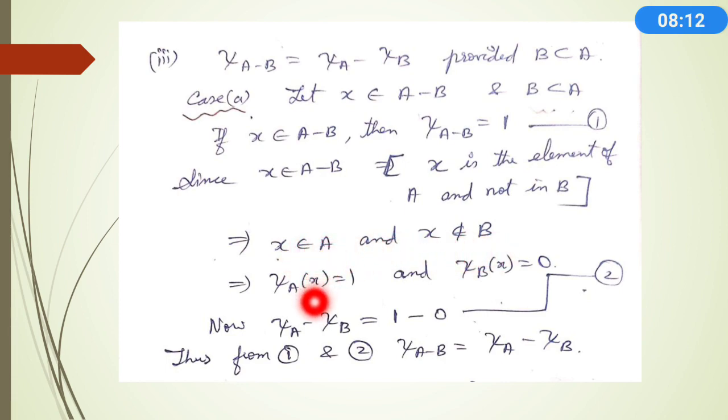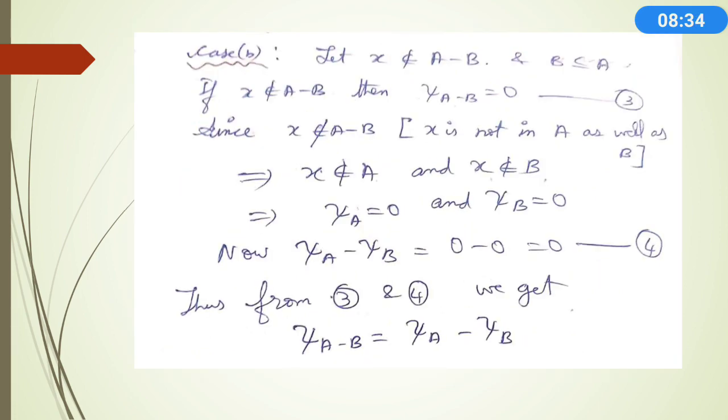So since it belongs, psi A value will be 1. Since x doesn't belong to B, my psi B value will be 0. Again you substitute in the right hand side, it will be psi A minus psi B is equal to 1 minus 0, which is 1. So from first and second equation we have proved the result. So we have proved the result for belongingness. Now we'll move on to the not belongingness case.